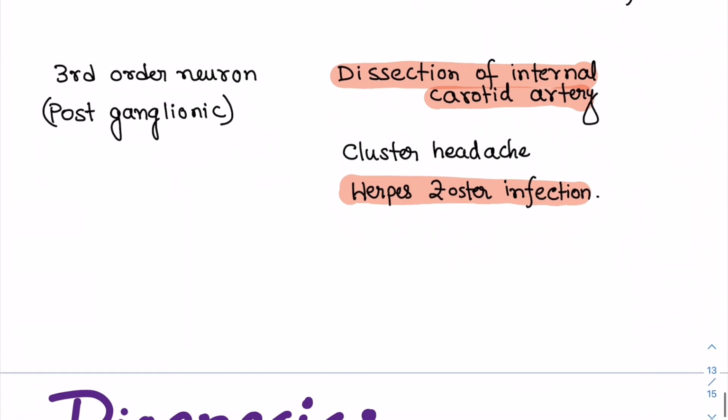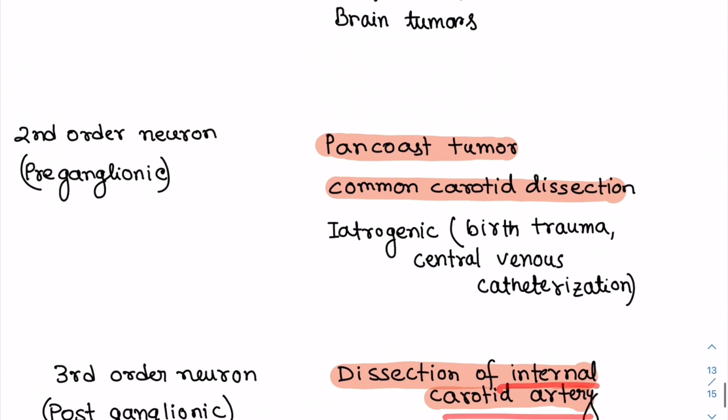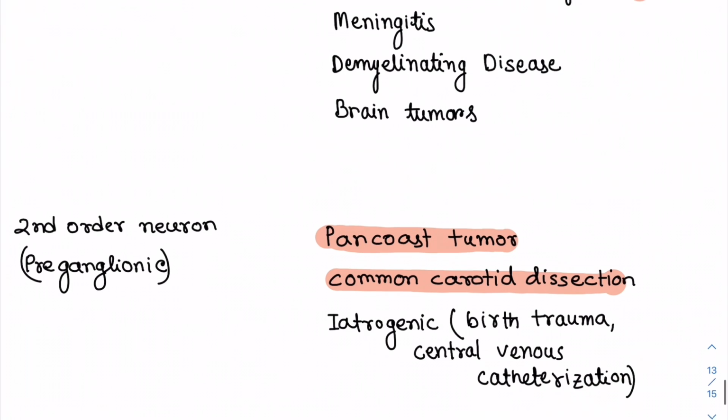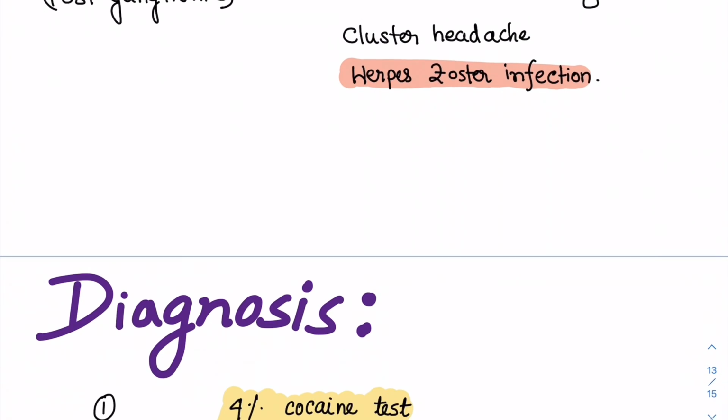Next, third order neuron, that is postganglionic neuron damage. It is caused by dissection of the internal carotid. Remember, this is the common carotid and this is the internal carotid. And cluster headache and herpes zoster infection. So here herpes is important, and here is the Pancoast tumor, which is second order neuron damage. So the most important cause for second order is Pancoast tumor, and for third order, herpes.